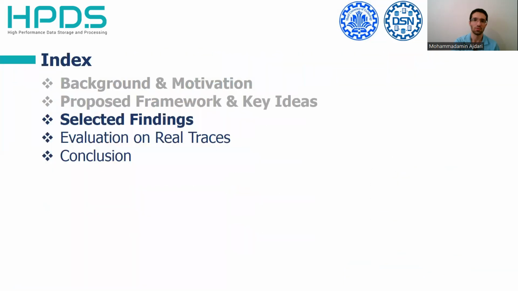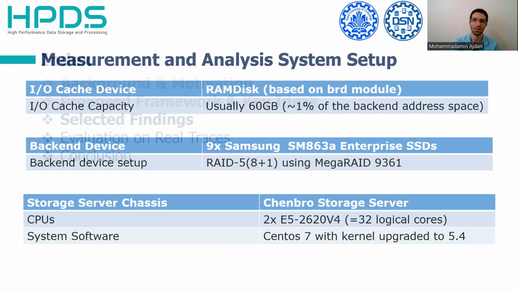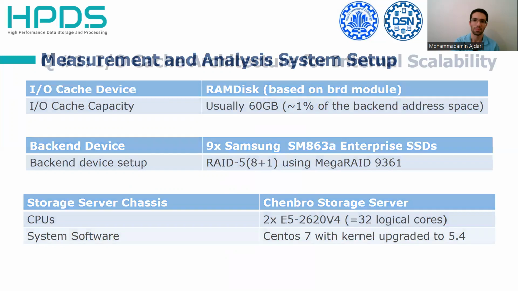So far, I have shown the motivation behind our work and our proposed framework. I would now present our real system setup and some of our interesting findings. Our storage system has dual-socket 16-core CPUs, 9 Samsung enterprise SSDs for the backend, and enough RAM disk for the cache device. I now explain some of our findings.